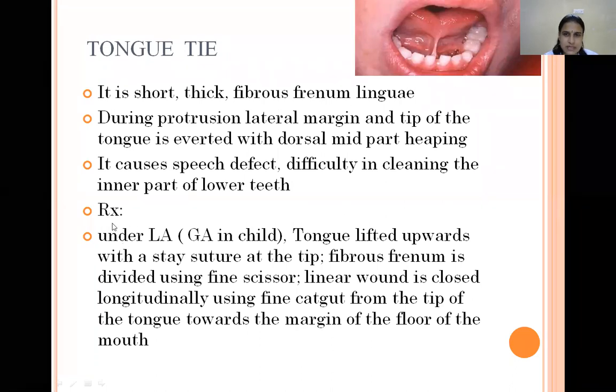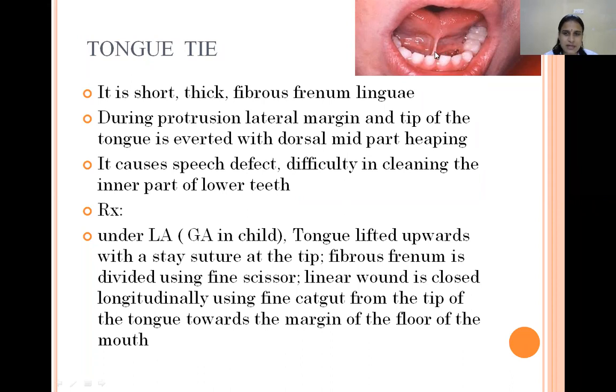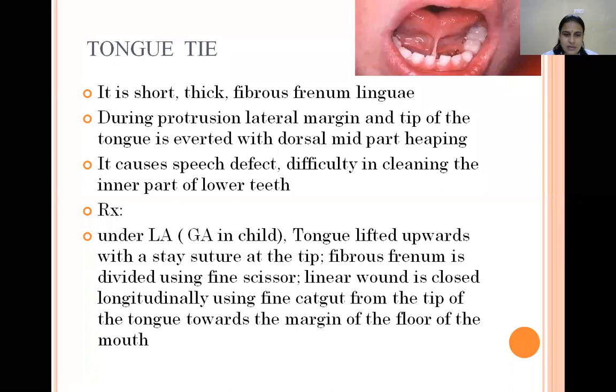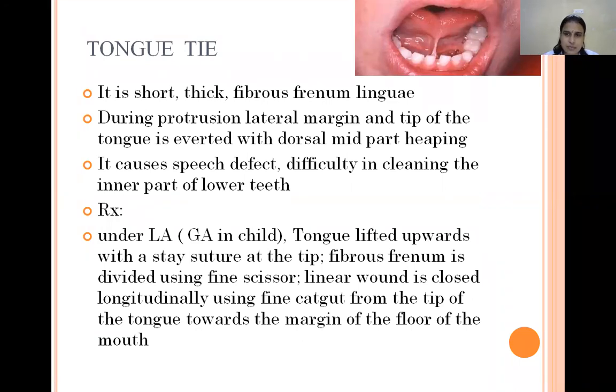So how do you treat this? Simple excision under local anesthesia in adults. In children, we have to use general anesthesia. The tongue is lifted upwards. A stay suture at the tip is applied to hold the tongue in place. This fibrous frenulum is divided using fine scissors. The linear wound that is created has to be closed longitudinally using absorbable sutures, catgut, from the tip towards the floor.